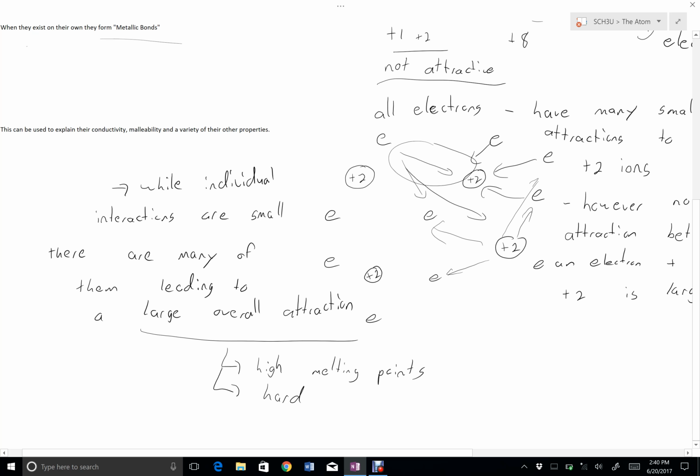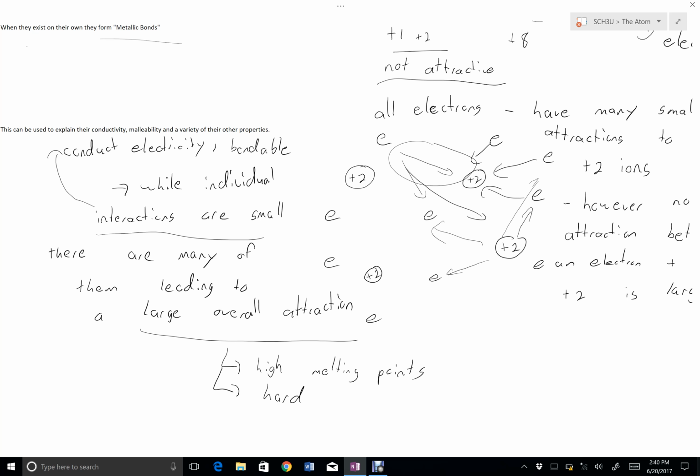But the fact that the individual interactions are small is why they conduct electricity and are bendable. See, it's hard to break this matter up. It's hard to rip it all apart because there's lots and lots of interactions. But it's not hard to get one electron to migrate through the material to a different location. The electrons aren't tied to any specific location.